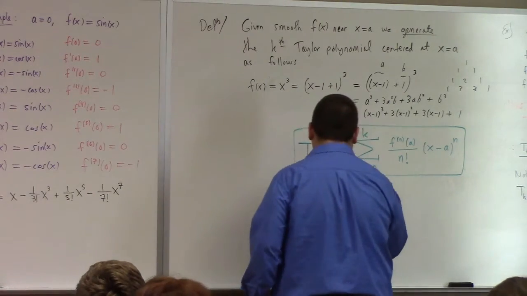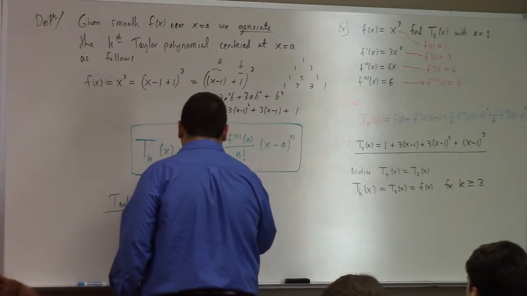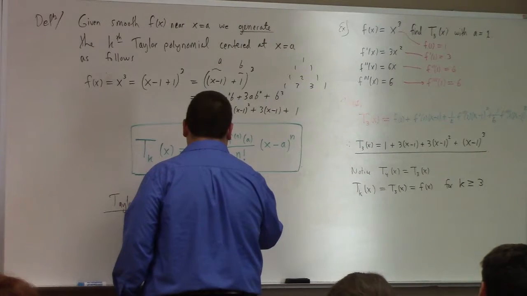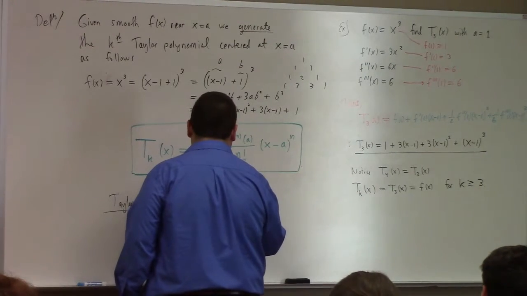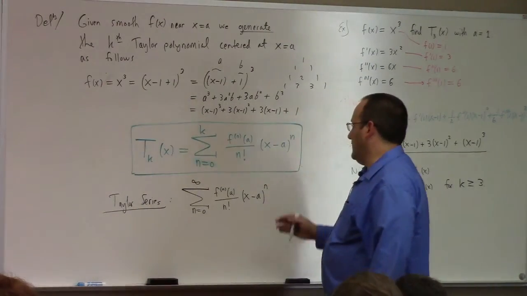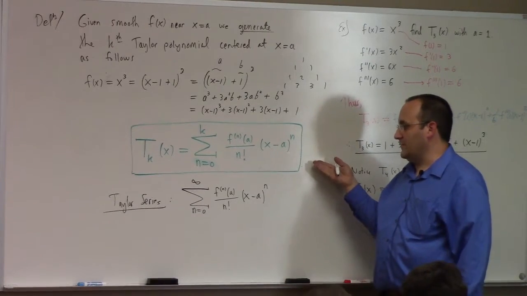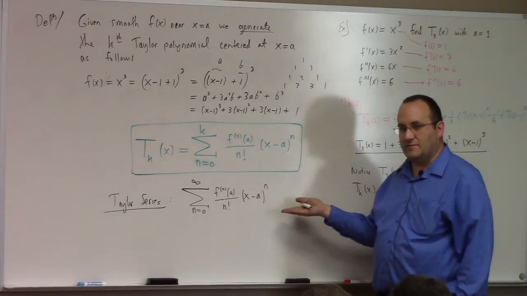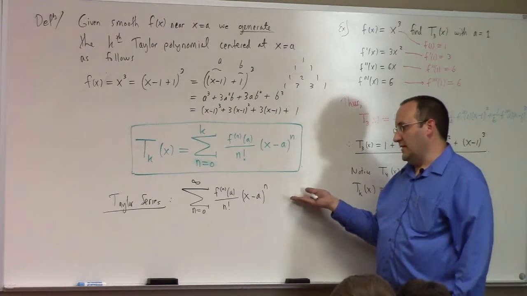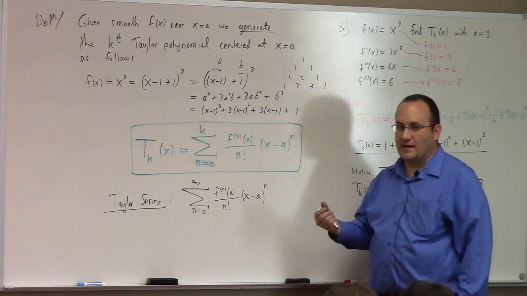Taylor series, what that's going to be is the sum n equals 0 to infinity of f^(n) of a over n factorial times (x minus a)^n. So if instead of truncating the polynomial at order k, you let that k go to infinity, if you just keep going and going, then you have what's called a Taylor series. This is the Taylor series generated by f at a.